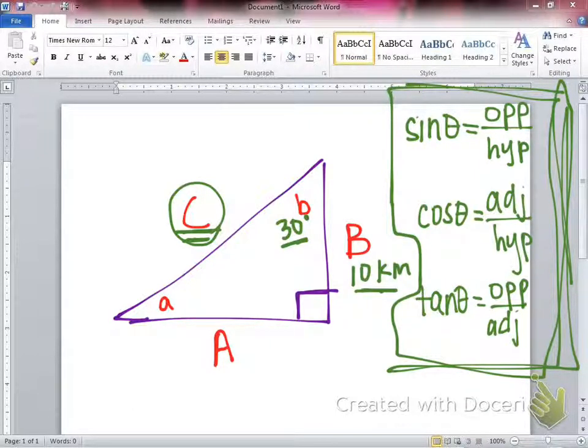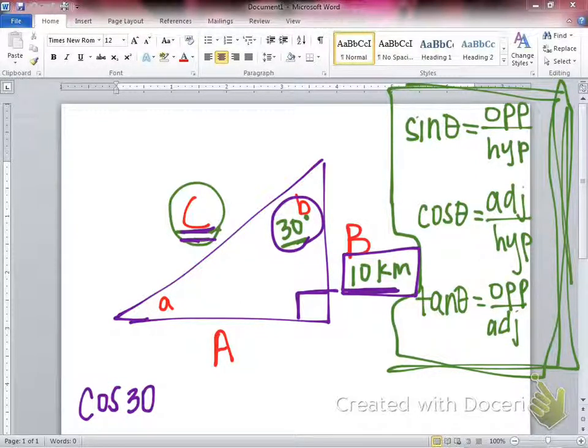So now let's go back to our question here. If we were solving for side C, which would we use? We would use cosine, right? We have an angle, we have the adjacent side, and we want to find our hypotenuse. So this is how we plug that in. We would say cosine of 30, right, because 30 is our angle, is equal to the adjacent side, which is 10 over our hypotenuse, which is side C. That's what we're trying to find.